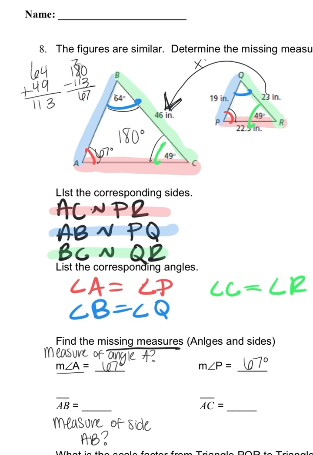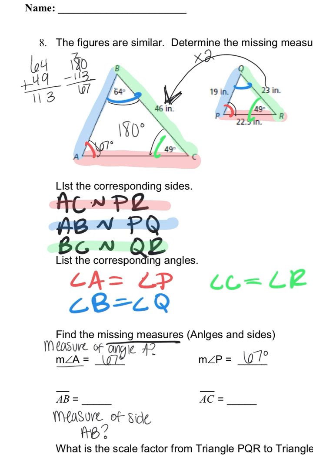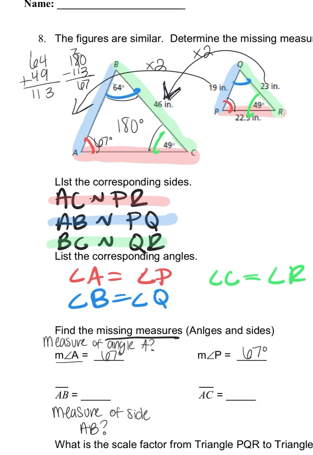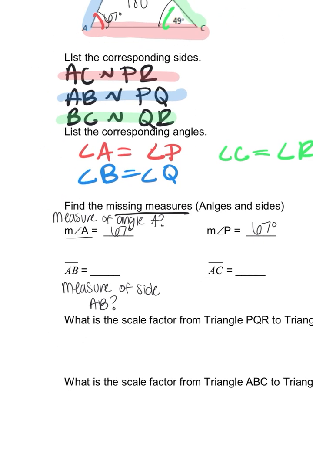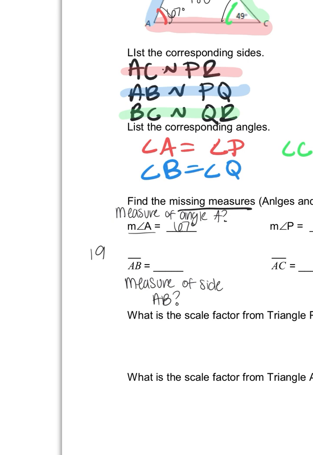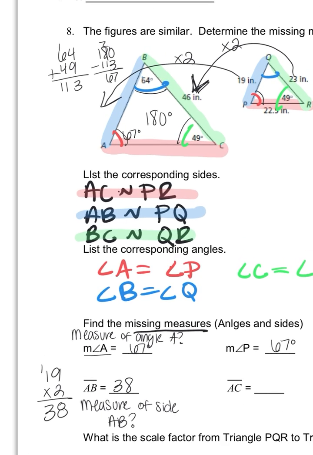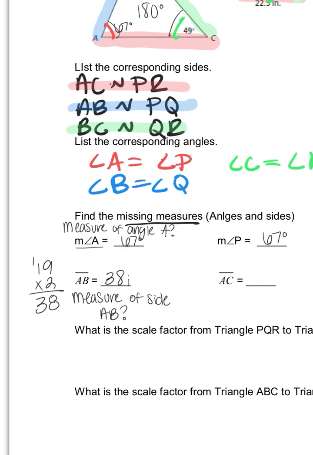So I know this information. So if I'm asked to find the side length of AB, all I need to do now is go 19 and multiply it by the same number of 2, and that's going to give me my answer. So I'm going to do 19 times 2. 9 times 2 is 18. Carry the 1. 2 times 1 is 2, plus 1 more is 3. So the side length of AB is 38, and this is inches.